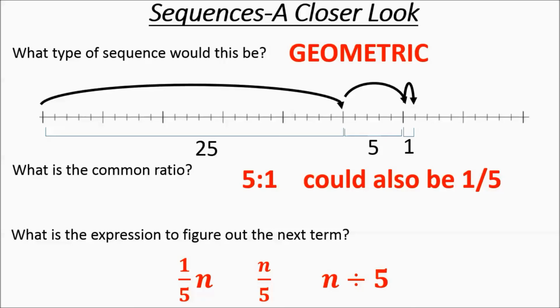You're taking the first number, dividing it by 5, and so those distances are becoming smaller and smaller. That's it. Hope this helps.